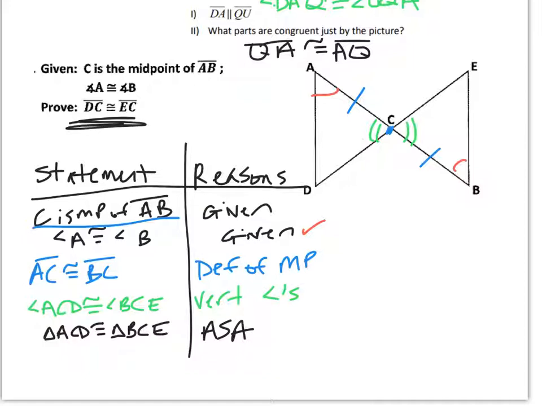All right. So what was our favorite thing we used in this? CPCTC. Corresponding parts of congruent triangles are congruent. And since we've proven that those two triangles are congruent, we can conclude that these corresponding parts are also congruent.